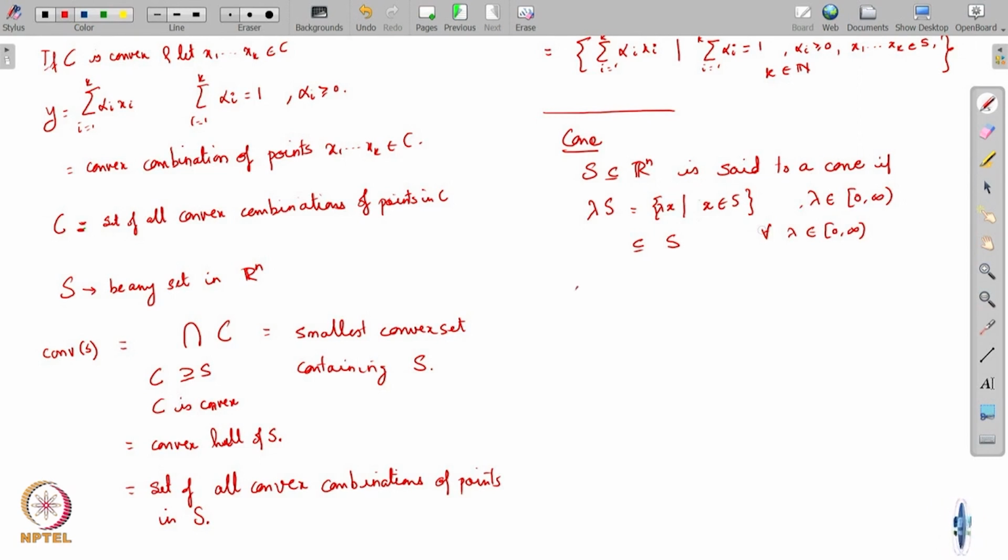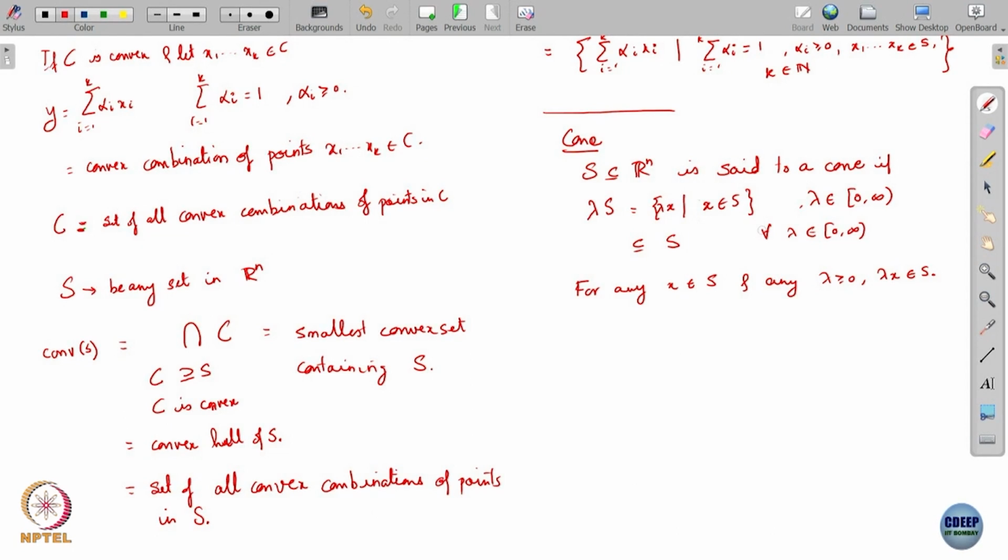You take any x, another way of saying this is for any x in S and any lambda greater than or equal to 0, the point lambda x also lies in S. Take any point x in S, take any lambda greater than or equal to 0, then the point lambda x must lie in S. Okay. That is what then the set S is said to be a cone.